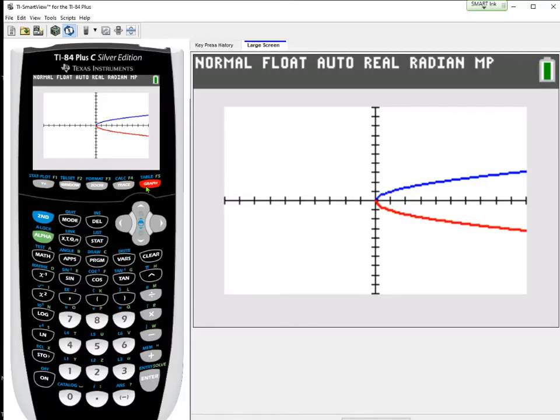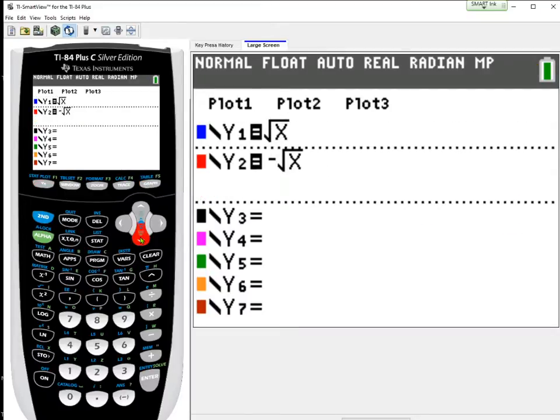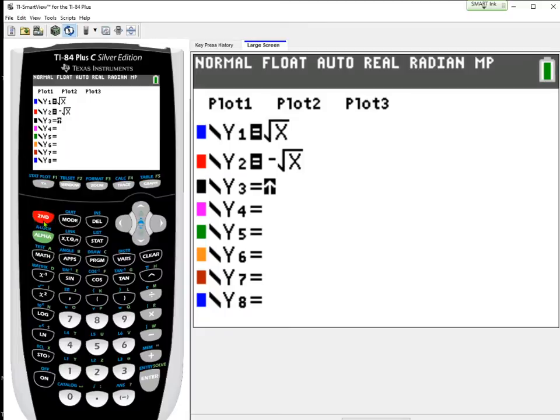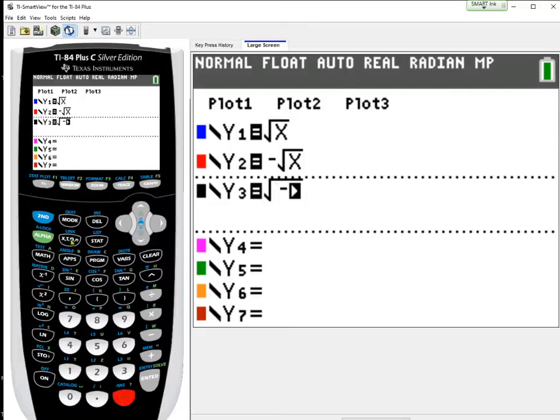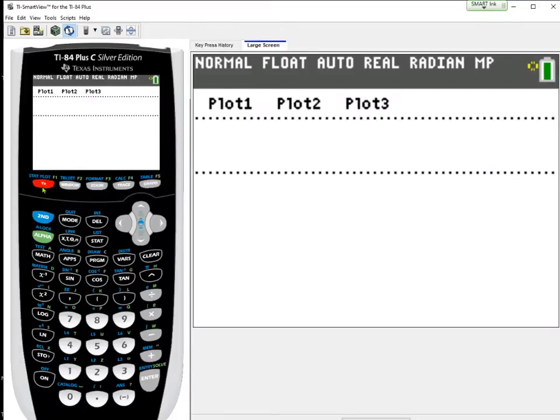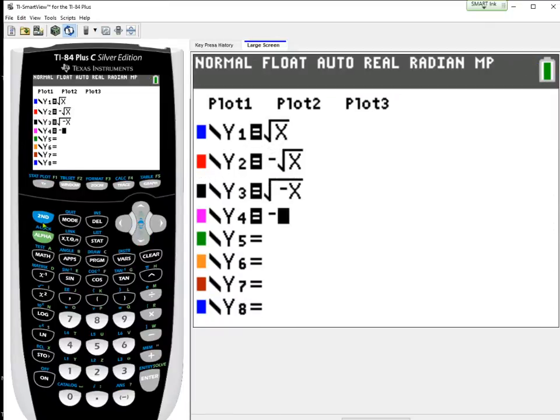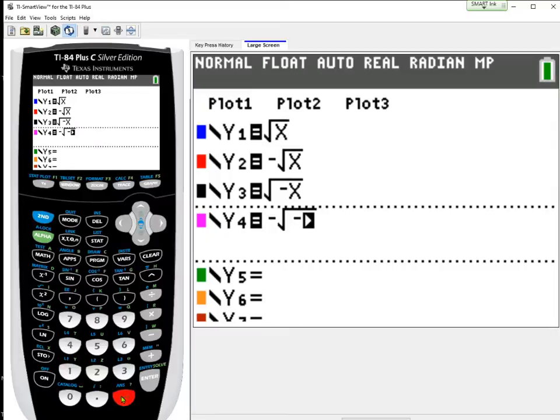There it is. If I go back here and I don't put the negative on the outside, I put it on the inside, so if I did the square root of negative x, what's that supposed to do? It's supposed to flip it over the y. So there's just a confirmation real quick. Flipping it over the y. Now, what's a negative times a negative? Positive. So if I did negative square root of negative x, I should get back.